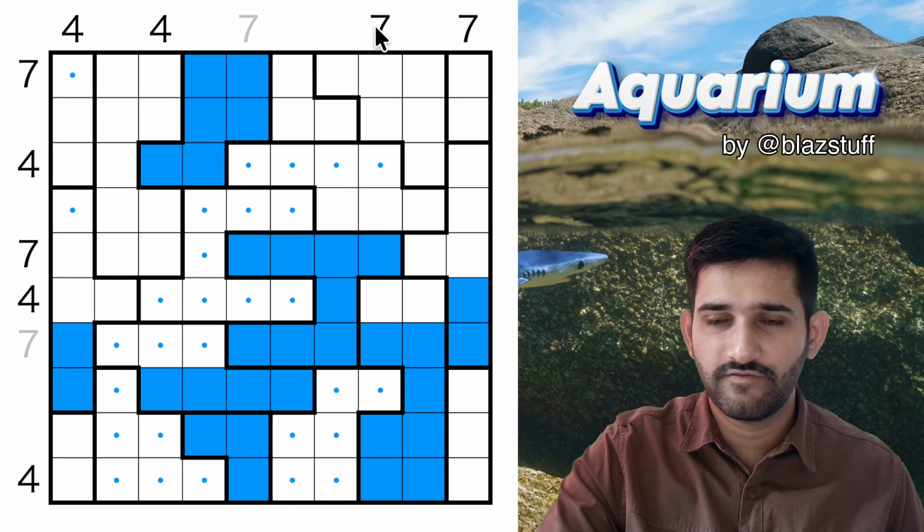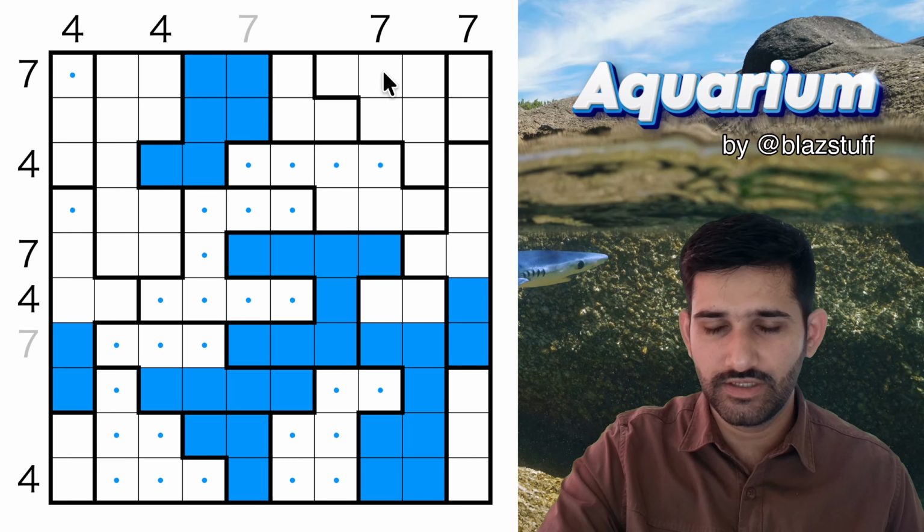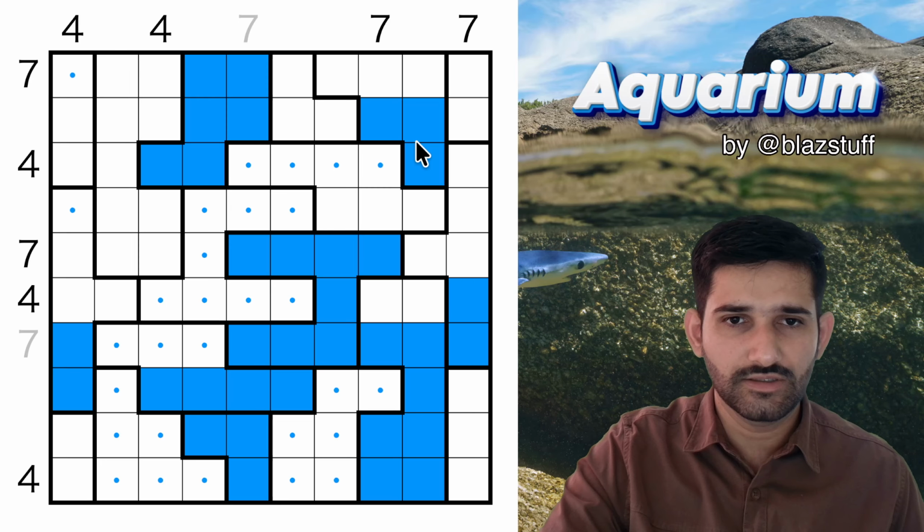Right, and in this seven, we needed one more empty cell, and this one cannot be empty because then the cell above has to be empty. So this is filled, which means all the cells in its level and below it are also filled.